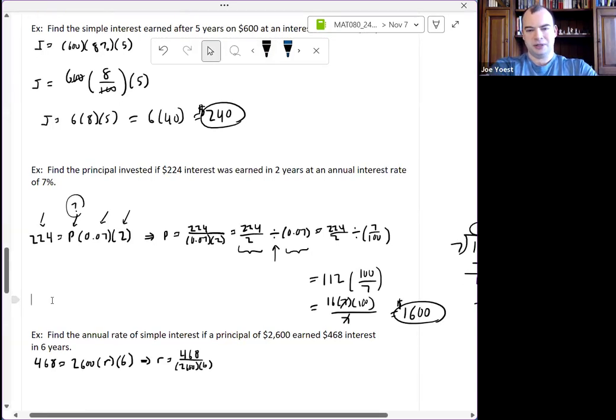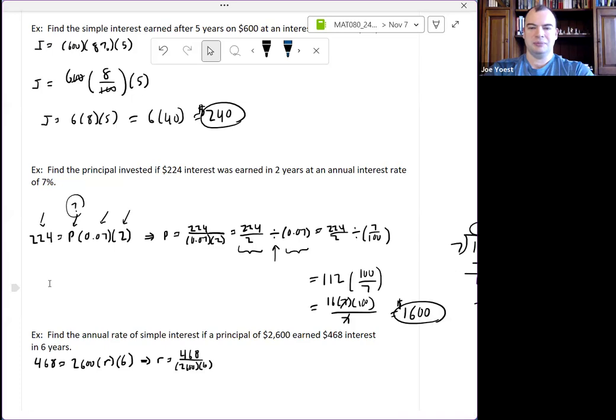Any questions on this one? I chose to take a more fraction-based approach to this one, just to show a little bit of variation, remind ourselves how to divide fractions and so on. But several different ways to compute this answer.